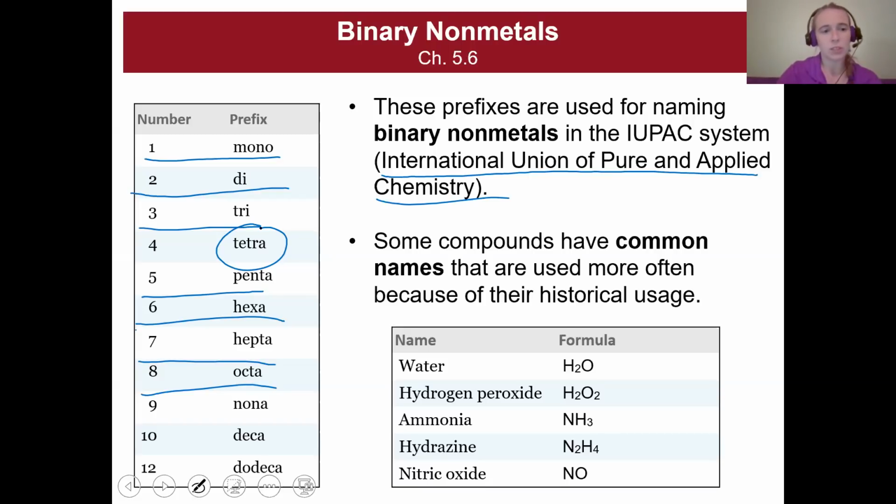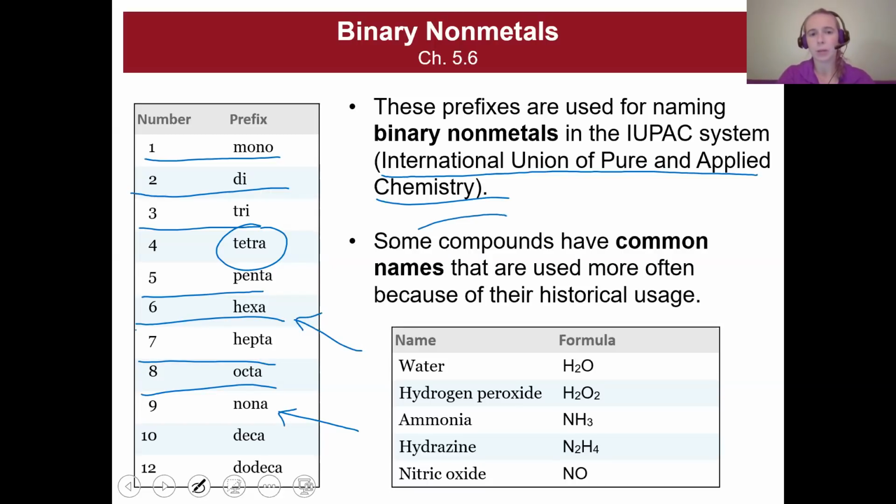But these prefixes, you should try and remember some of these at least. Mono, di, tri, tetra, those are all pretty important to remember. Those will come up a lot when we're naming different compounds. When we start to go bigger, we don't use those as often.